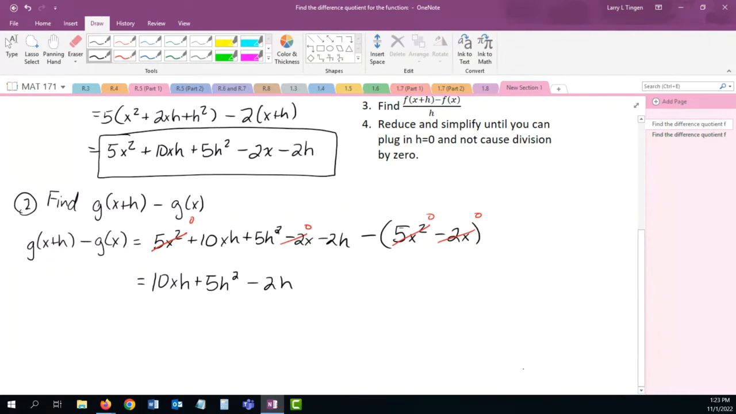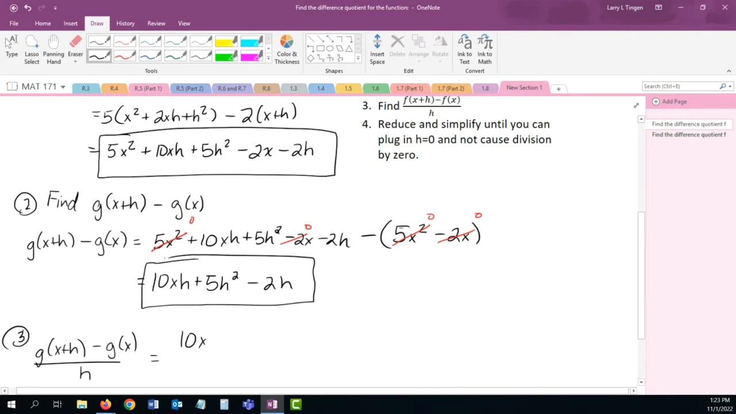If I did it right, everything here is probably going to have a factor of h in it. And it does, right? So step 3 is find the whole thing. The entire difference quotient is g of x plus h minus g of x, all divided by h. What's that look like? Well, since I broke the process up into 2 pieces, part 2 is the entire numerator.